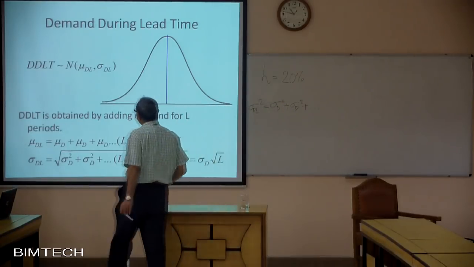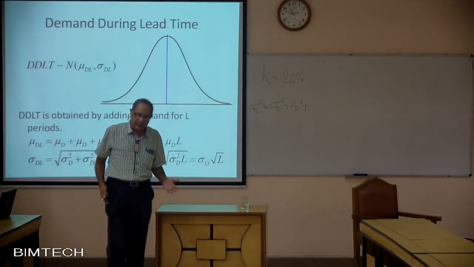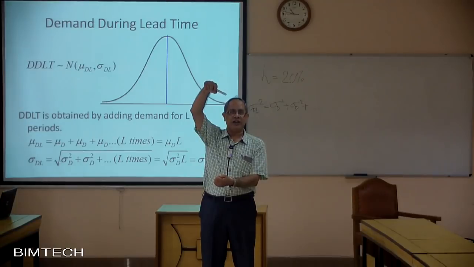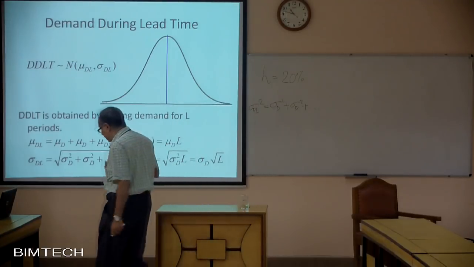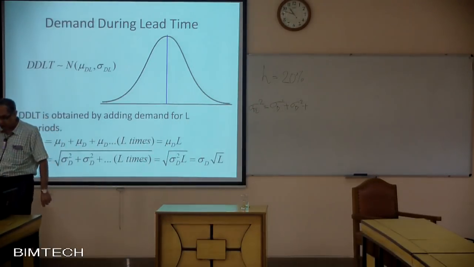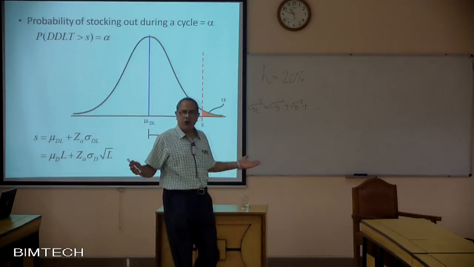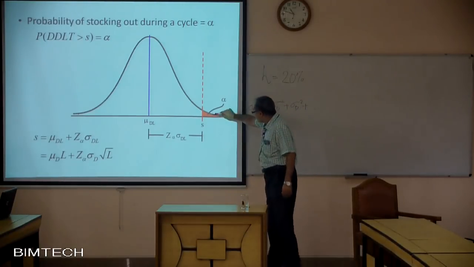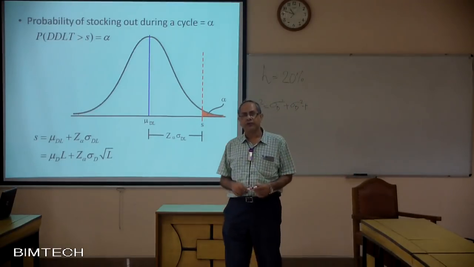So here we are. Therefore, we know what the demand during lead time is, and all we are saying is that your starting inventory when you trigger the order should cover up for this demand. So, how much of the demand should it cover up for? You can't cover up for 100% of the demand, because it's just not possible, because the normal curve never touches the x-axis. It is asymptotic.